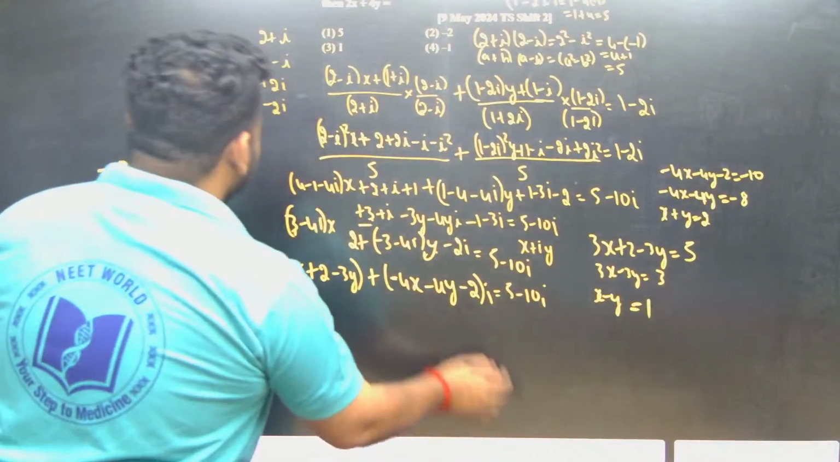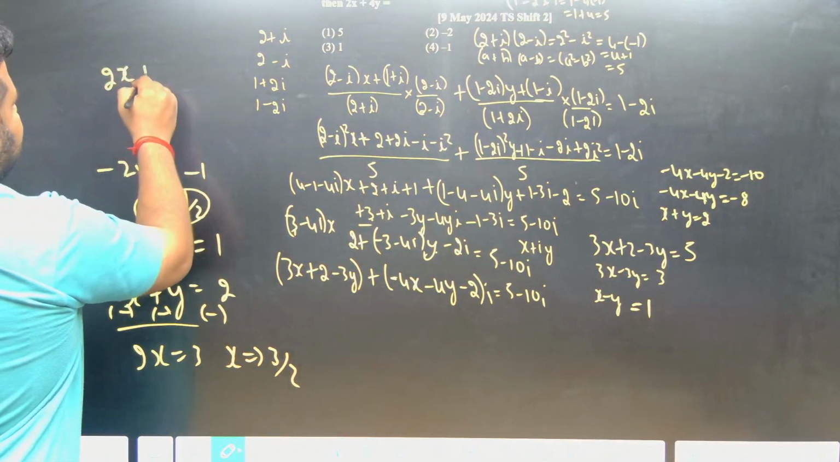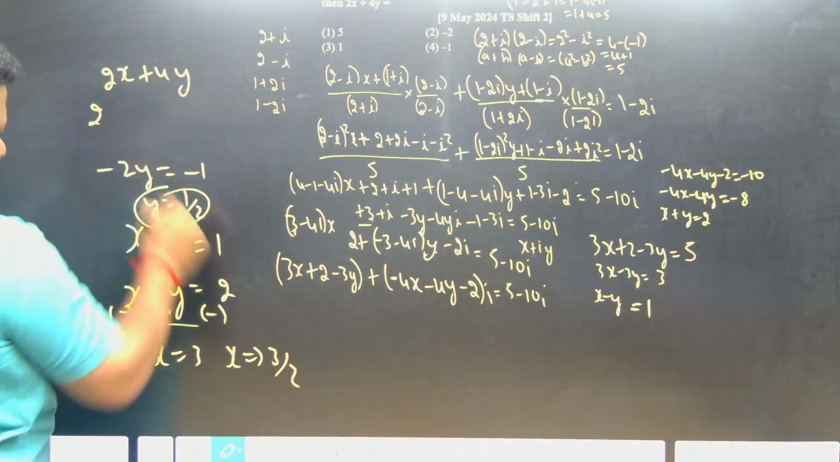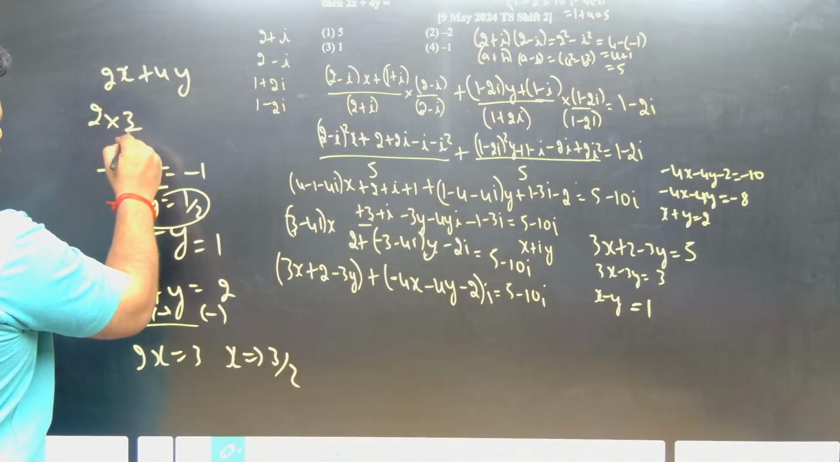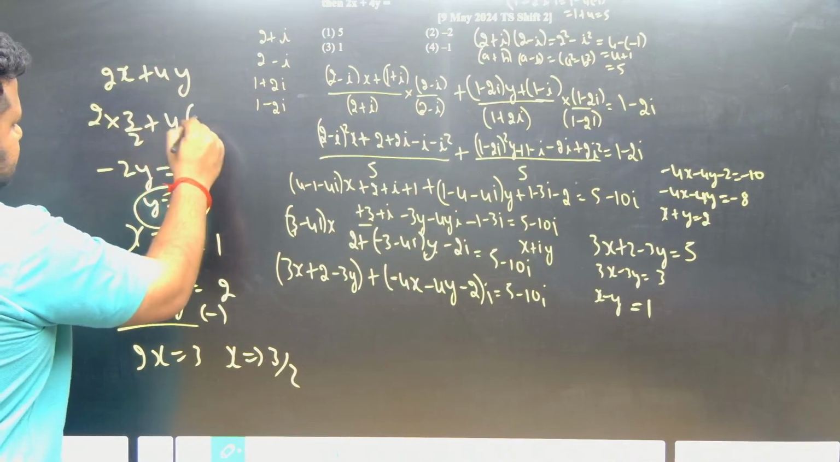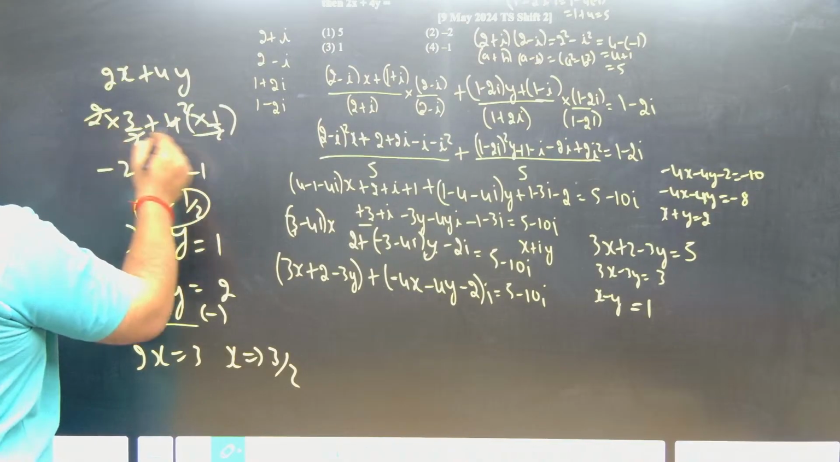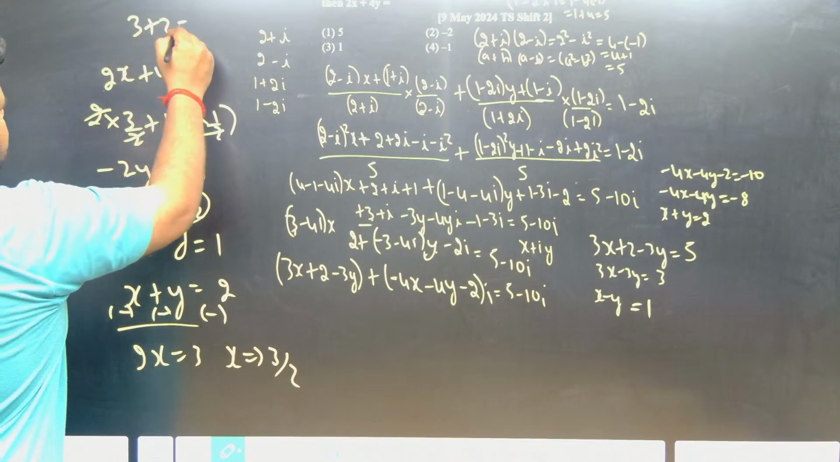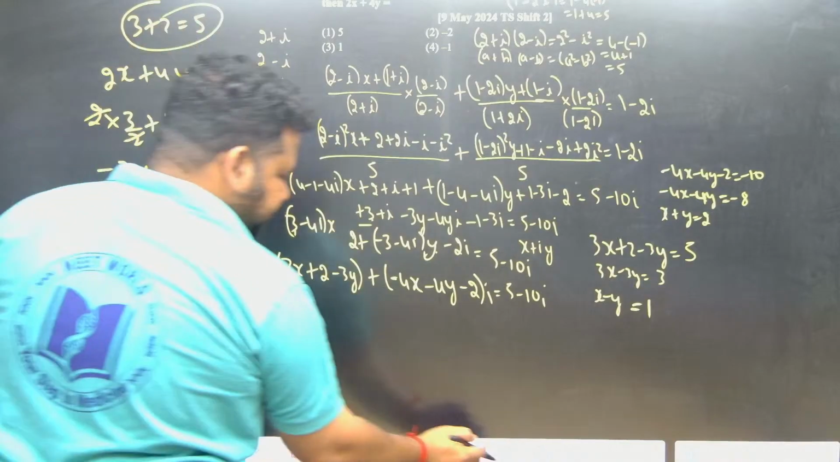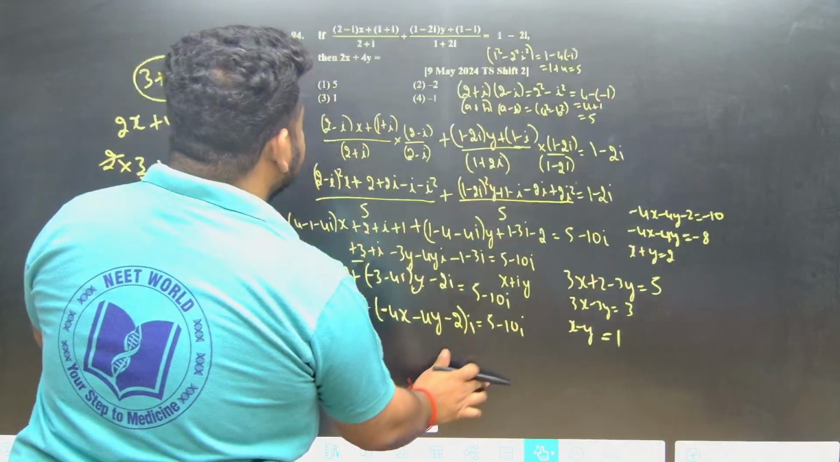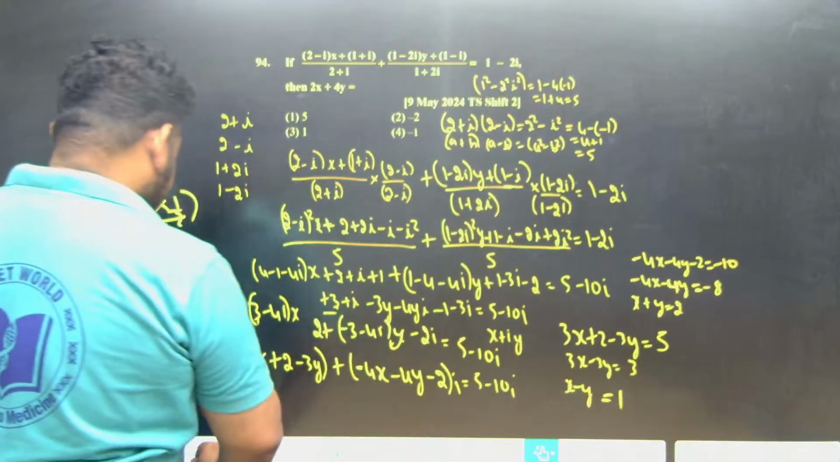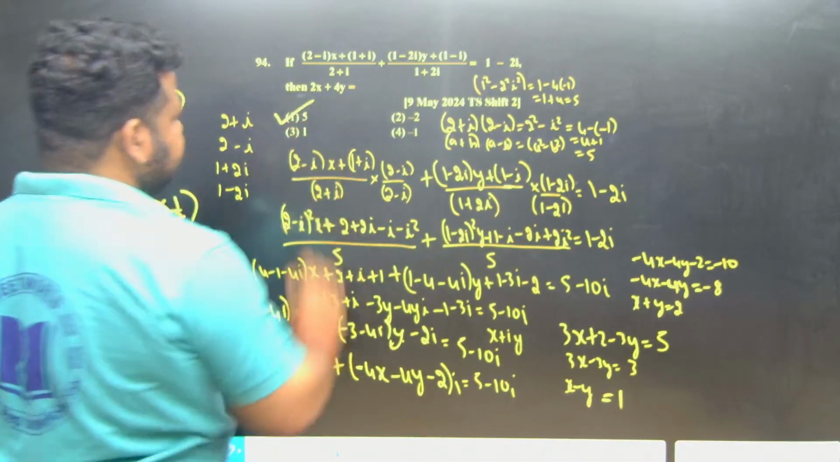Now we have to find out the value of 2x plus 4y. X is nothing but 3 by 2, so 2 into 3 by 2 plus 4 into 1 by 2. The 2s cancel, so we will have 3 plus 2, which is 5. This is how you can solve the question, which is nothing but the first option. First option, that is 5, is the right answer.